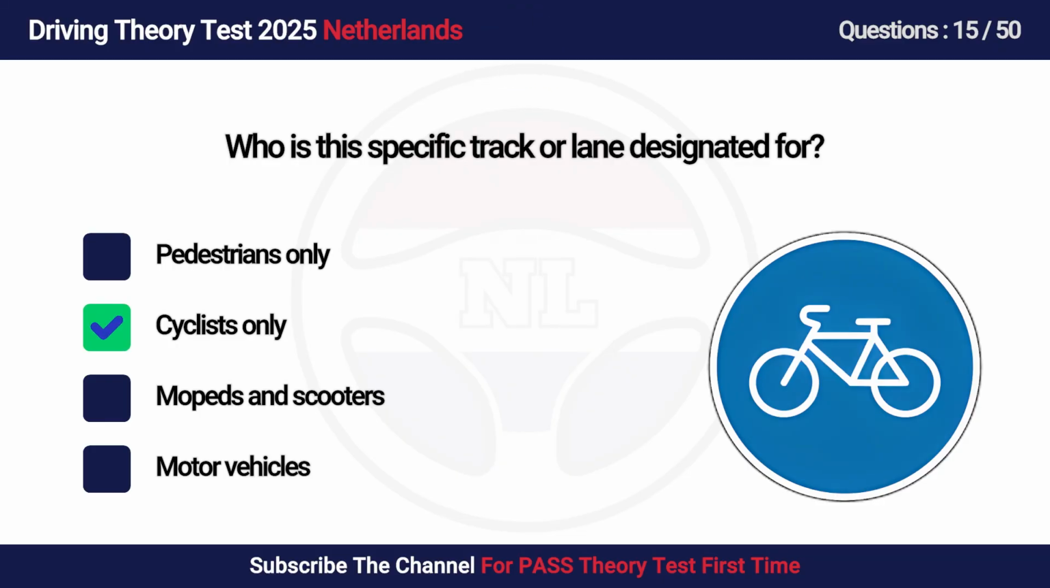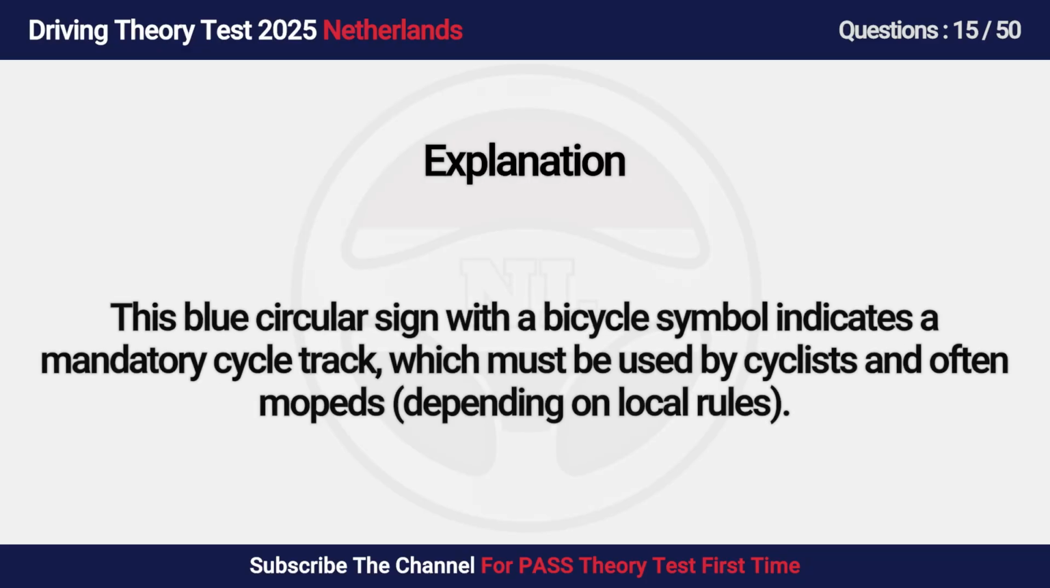Answer is B. Cyclists only. This blue circular sign with a bicycle symbol indicates a mandatory cycle track, which must be used by cyclists and often mopeds depending on local rules.